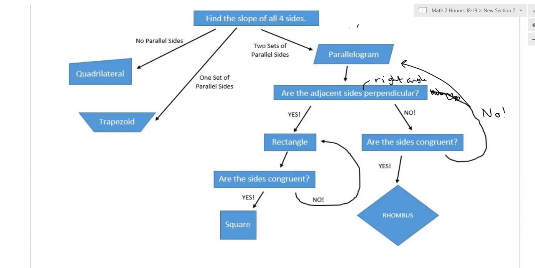If those do form a right angle, it's a rectangle. Then you still have to see if your sides are congruent. Okay? And if yes, it's a square.